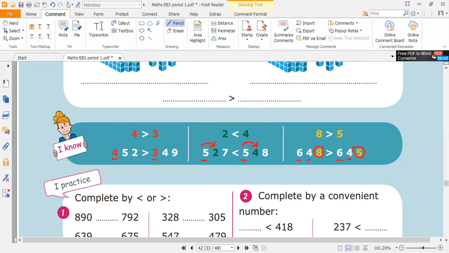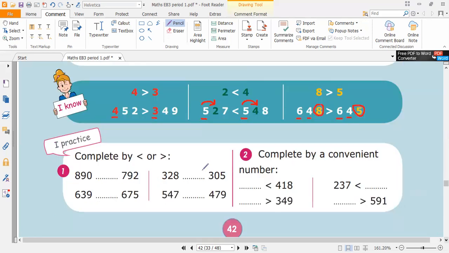Okay, let's see exercise number 1. Complete by smaller or greater. 890, 792. As I said, I first look at the hundreds digit. Which one is greater? 8 is greater than 7. So I open the mouth to the 8.